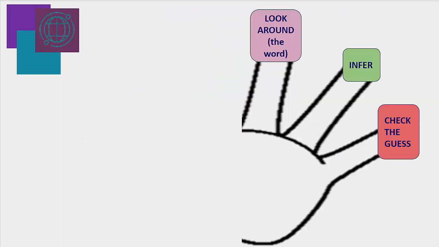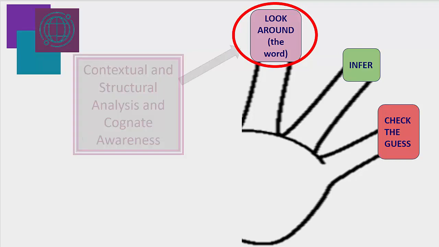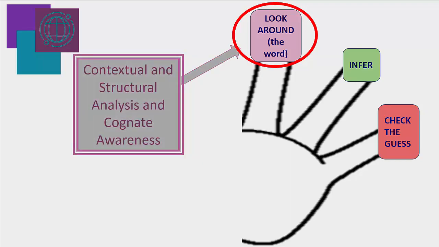Coming back to our grab a word strategy, let's take a look at the next few steps. After looking inside the word, the next place a student should look is around the word. Noticing the words surrounding unfamiliar words, thinking about the context, analyzing the words around it for parts of speech, familiar prefixes and suffixes, and cognate connections. This is developing contextual and structural analysis and cognate awareness.